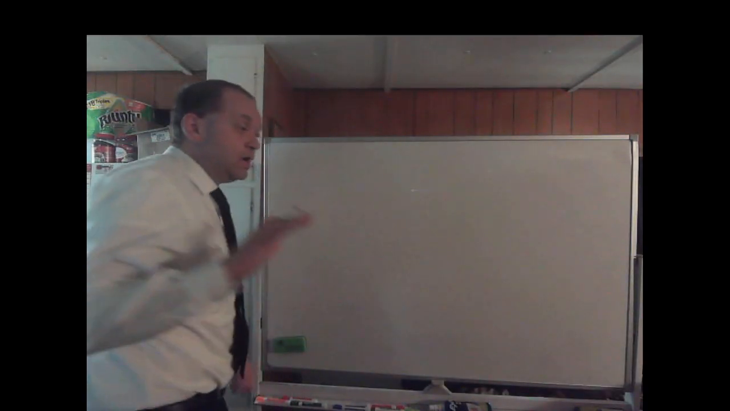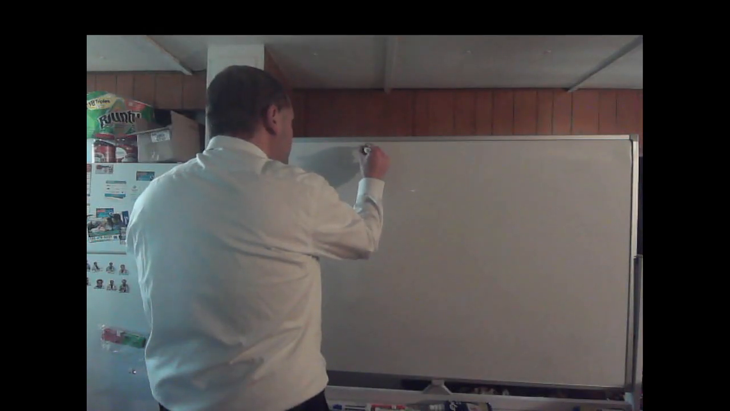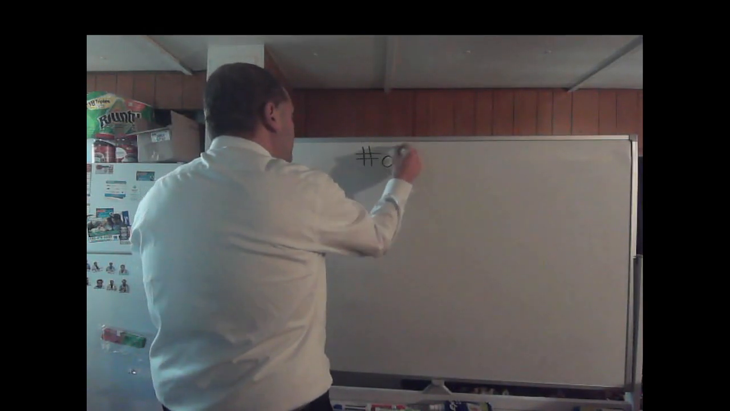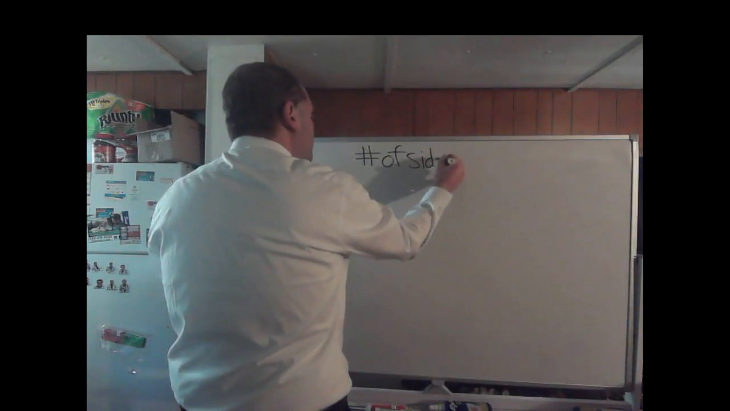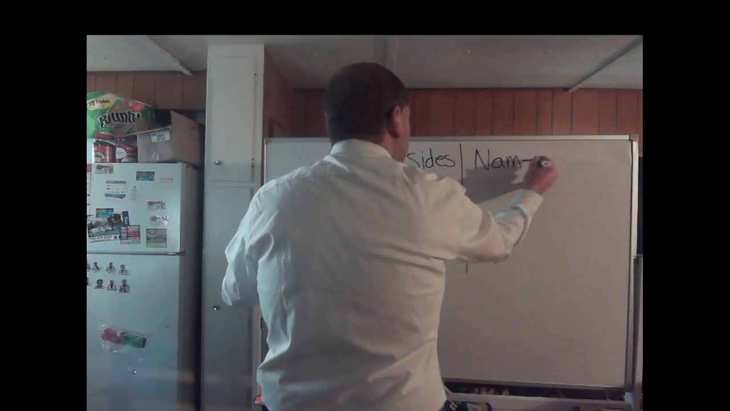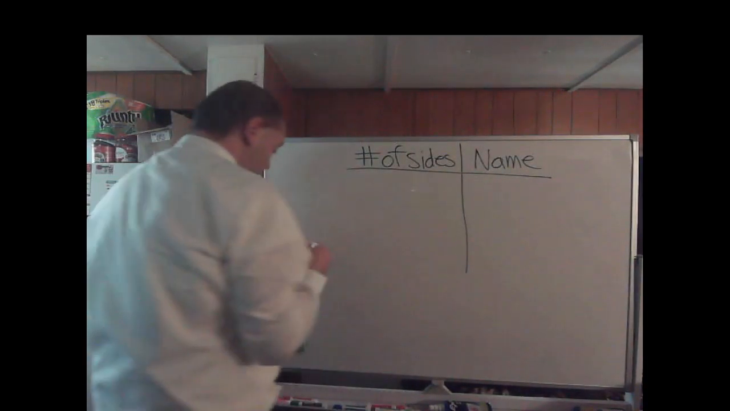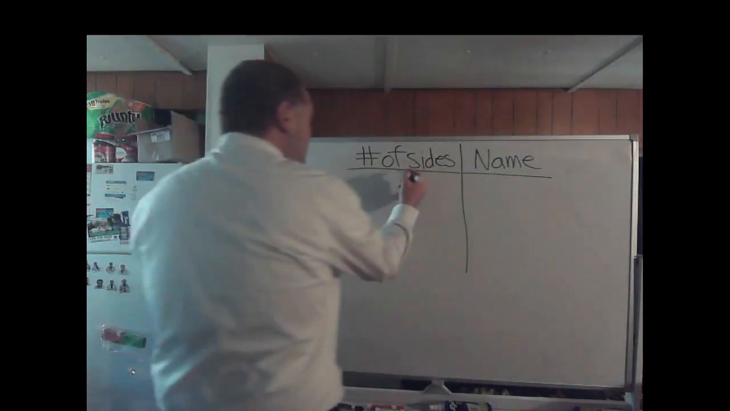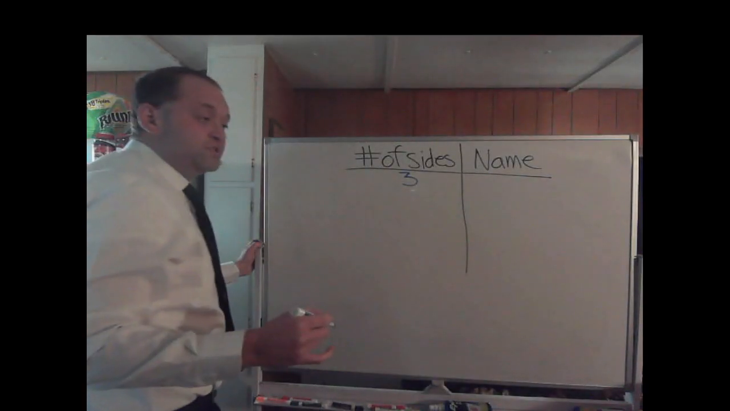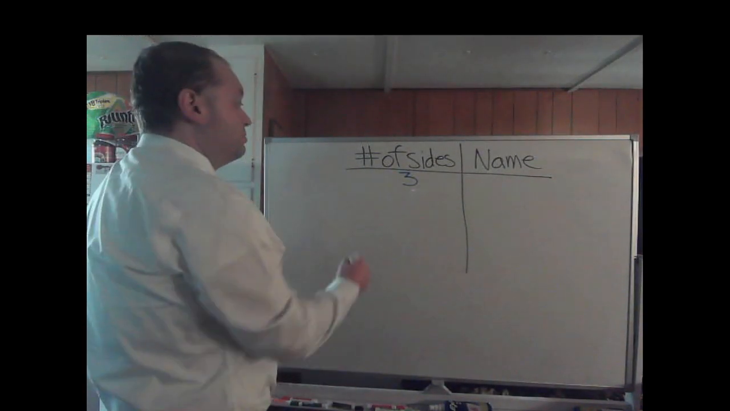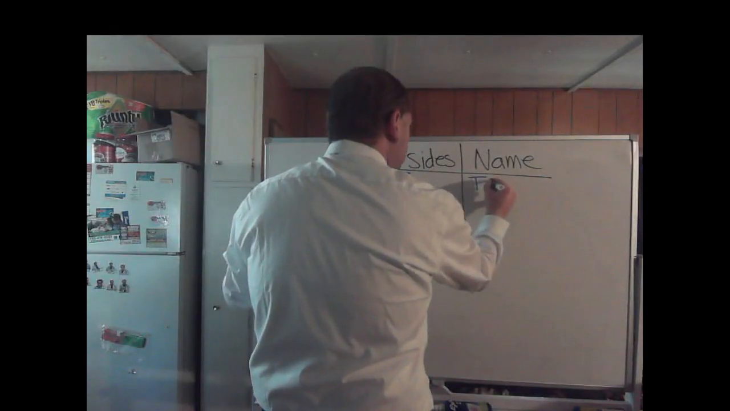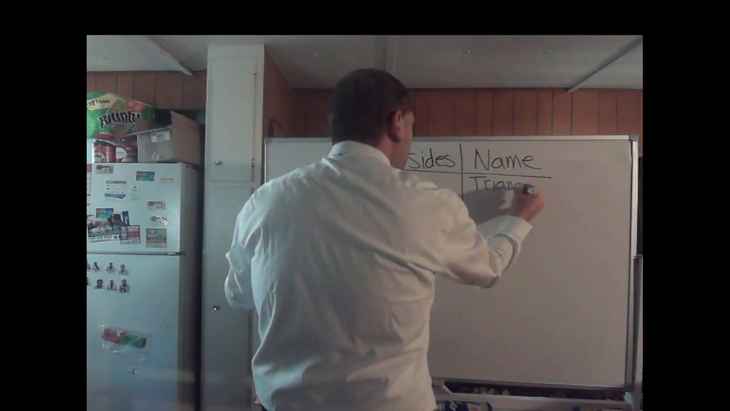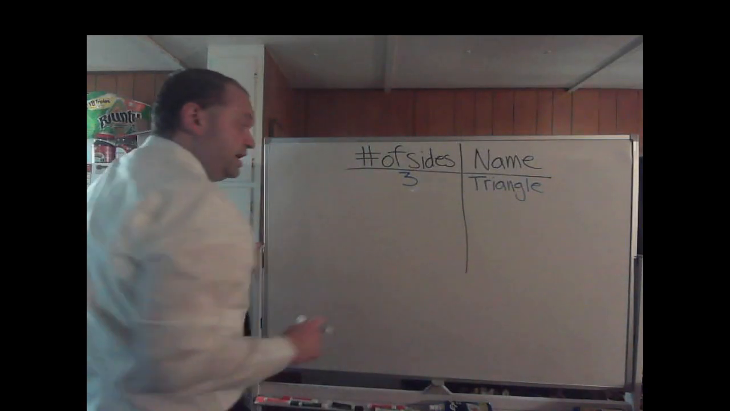Now, when it comes to polygons, we classify them, we name them by their number of sides. So I'm going to set up a column here for number of sides, and then on the right side will be the name of said polygon. The lowest amount of sides you could have to have a polygon is 3. There is no two-sided or one-sided polygon. It just doesn't work. But 3 sides, we should know this one. It's a triangle.